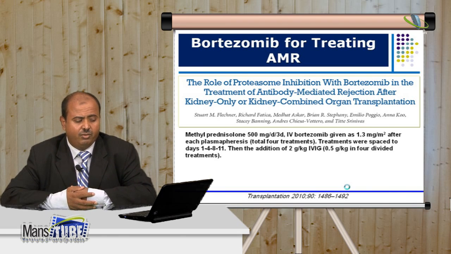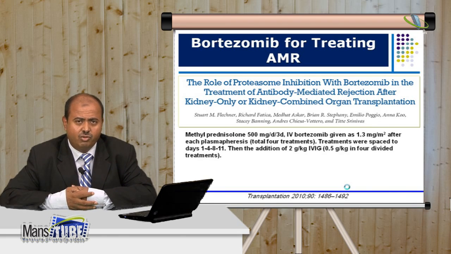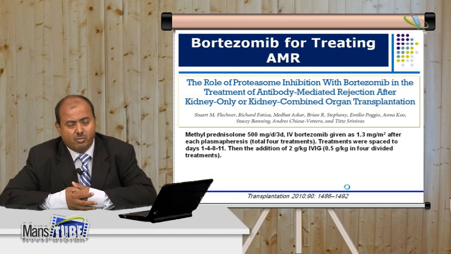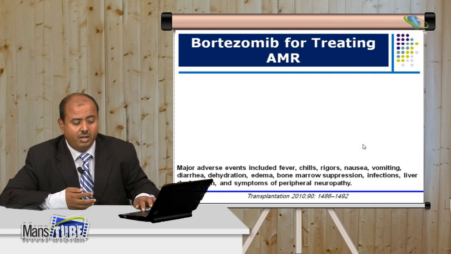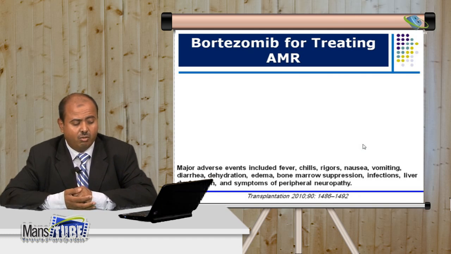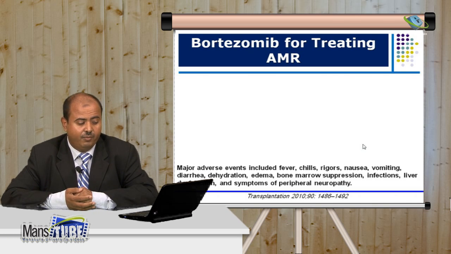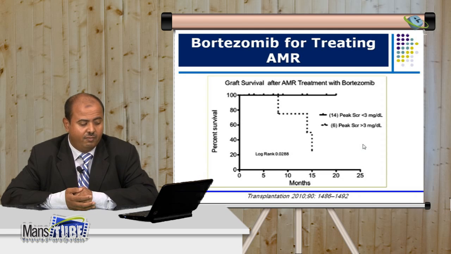Another important point: in the resistant cases, bortezomib can be used. If you treat the patient with rituximab and no response, you can treat the patient with bortezomib, and bortezomib is given in 4 doses, on day 1, 4, 8, and 11, together with IVIG, as you see here in this slide. The dosage of bortezomib is 1.3 milligram per square meter in each dose, and the major adverse events include fever, chills, rigors, nausea, vomiting, diarrhea, dehydration, edema, bone marrow suppression, infection, liver dysfunction, and symptoms of peripheral neuropathy.